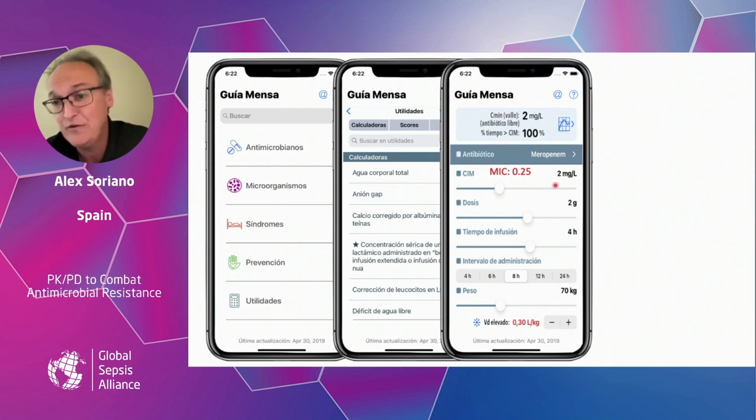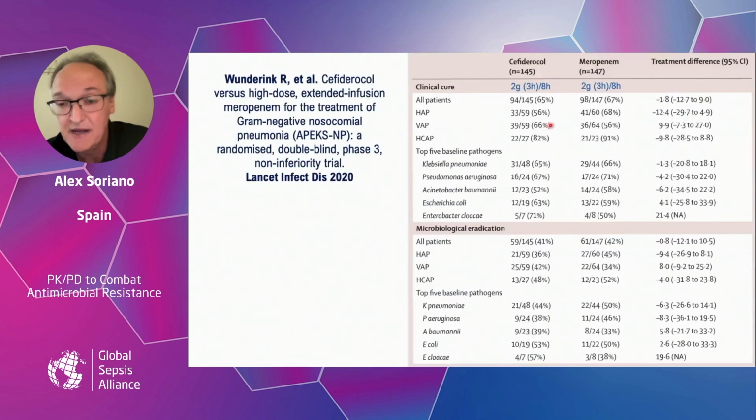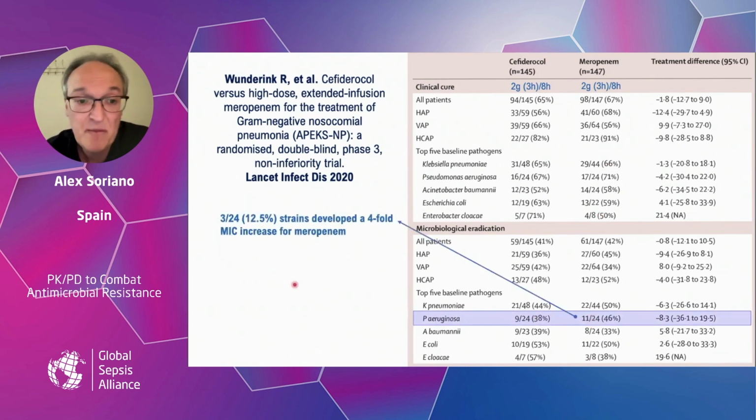Of course, what we have to do is to modify the dosage. We can increase the dosage up to 2 grams, infused in 4 hours instead of 30 minutes, and maintaining exactly the same the rest. We will see that now the trough serum concentration is 2 milligrams, 100% of the time over the MIC, and this is the output. And if we look at the recent clinical trial comparing cefiderocol versus meropenem, and now meropenem administered at 2 grams, 3-hour infusion every 8 hours, what we can see, again in Pseudomonas, is that using this dosage, the percentage of patients that developed resistance to meropenem was much lower, only 12% in comparison to the 25% in the previous paper.